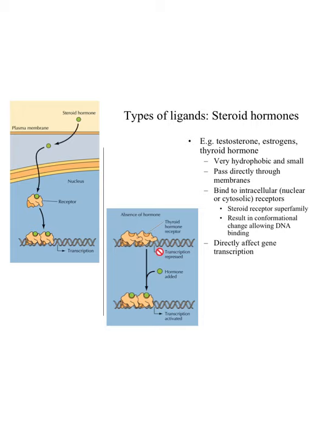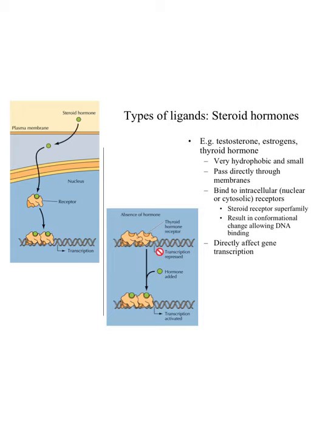All right, so now let's turn our attention to the types of ligands. I'm going to cover a few with you. We're going to begin with the steroid hormones. So steroid hormones are somewhat unique among the different types of ligands. They typically are large and hydrophobic, and so they don't typically need a cell surface receptor to work on a receiving cell.